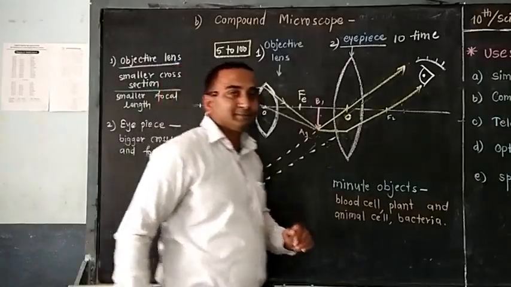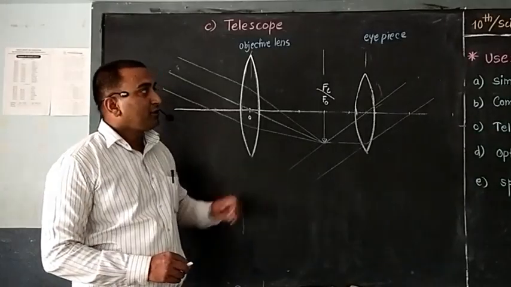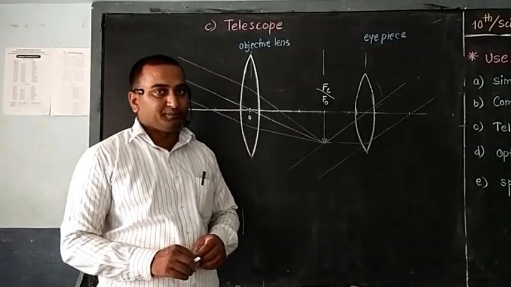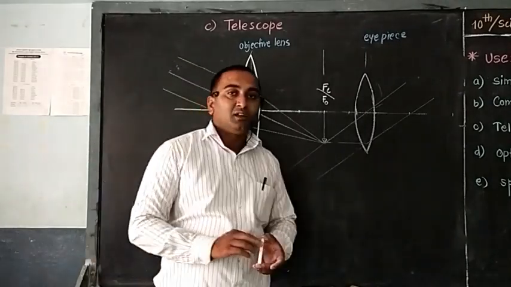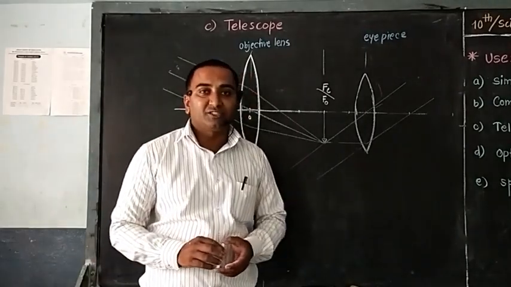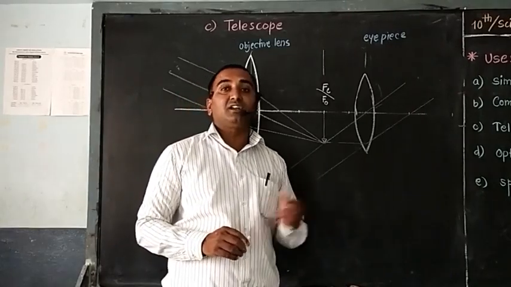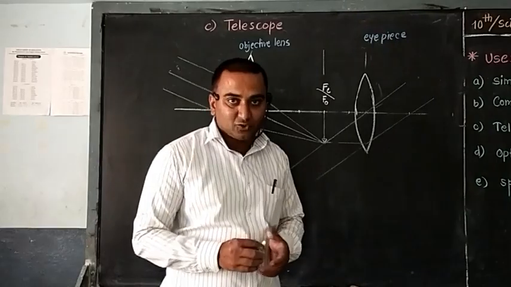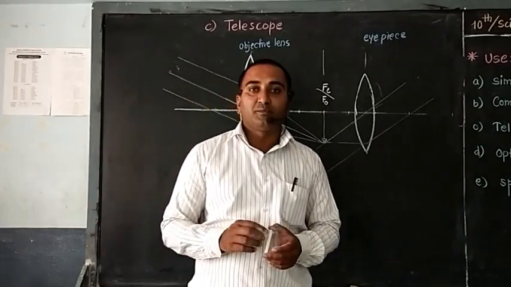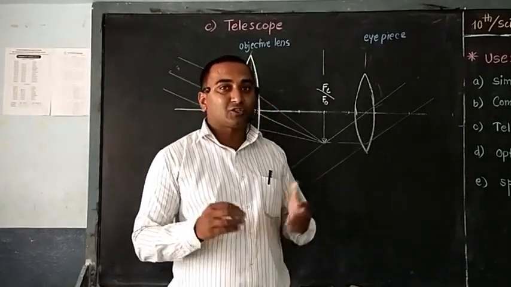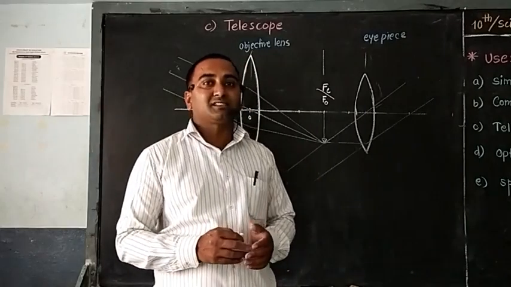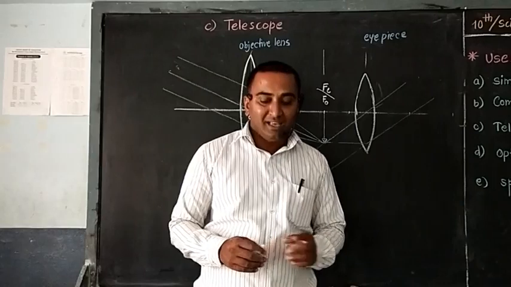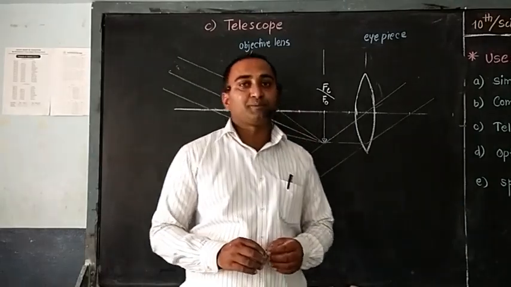Next to this, the third use of convex lenses is in the telescope. What is a telescope? A telescope is an instrument by which we can see distant objects in their magnified form. But if the telescope is used to observe distant astronomical objects like stars and planets, then such telescopes are called astronomical telescopes.